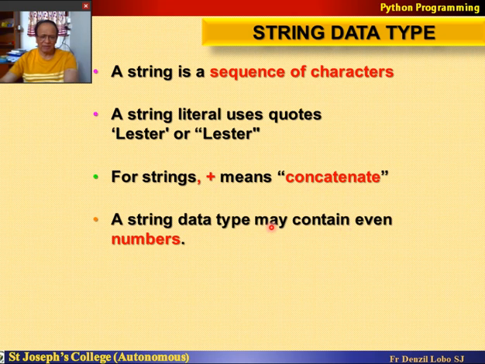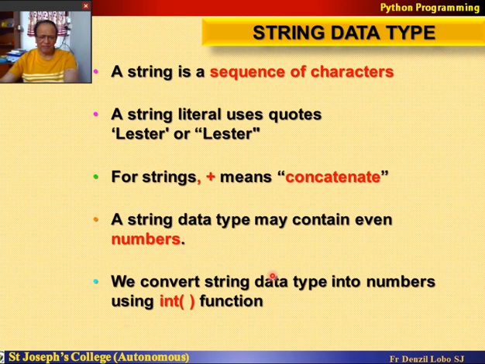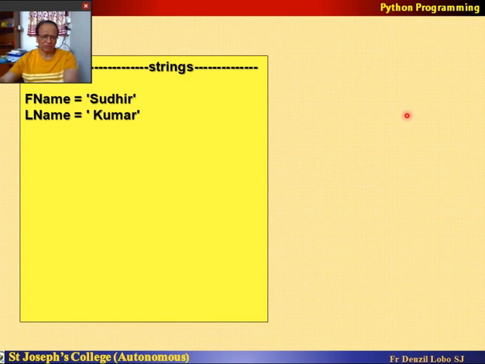A string data type may contain even numbers. As I said, it could be alphanumeric. Suppose you have a numeric string. I can convert that numeric string into a decimal number, and to do that I use the function int. Similarly, you can convert a floating string into a float using the float function. Let us go through each of these.